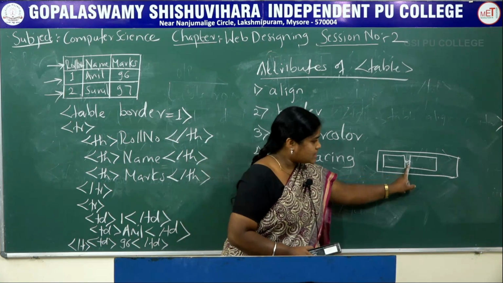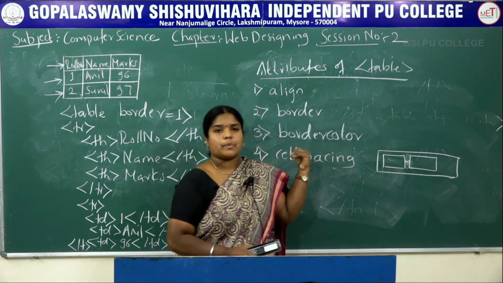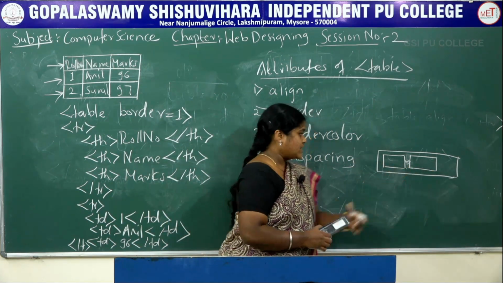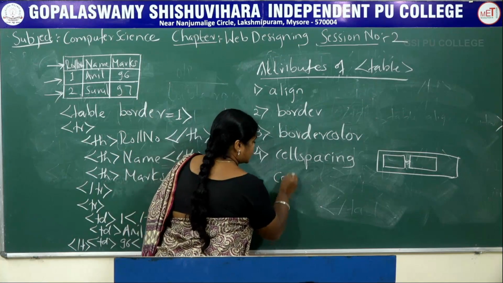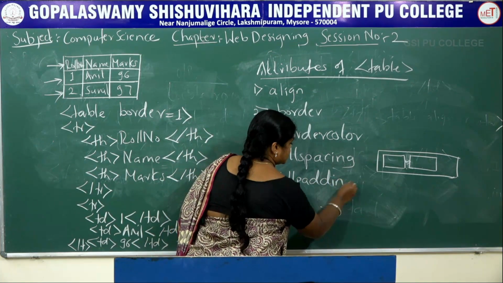This is the distance between 2 cells. So this is how, using the cell spacing attribute, you can control the distance between 2 cells. In the same way, the next one is cell padding.